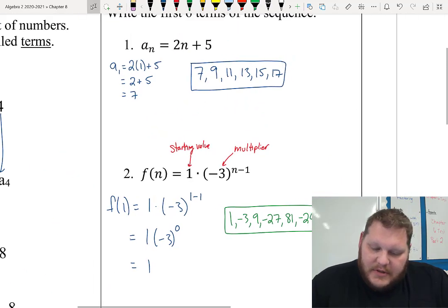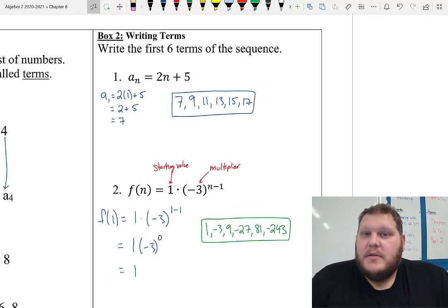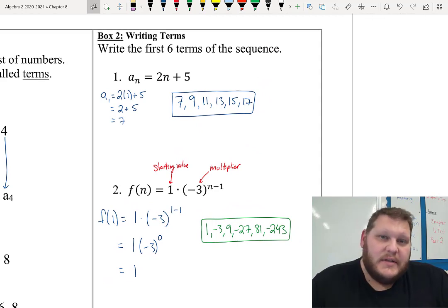So that's just writing your terms. Again, if nothing else, you can always just plug in your n values from 1 through 6 and get what you need.